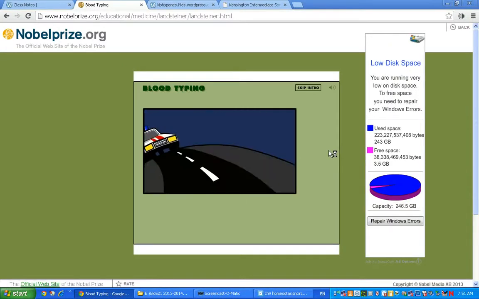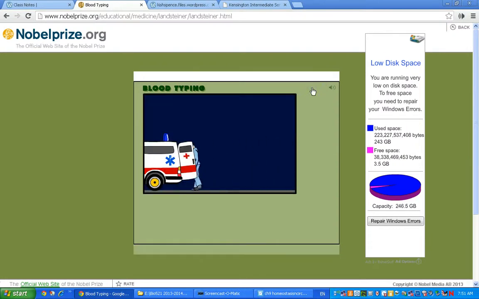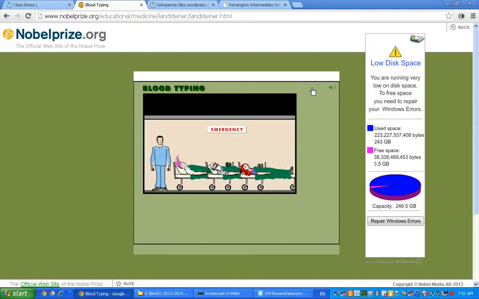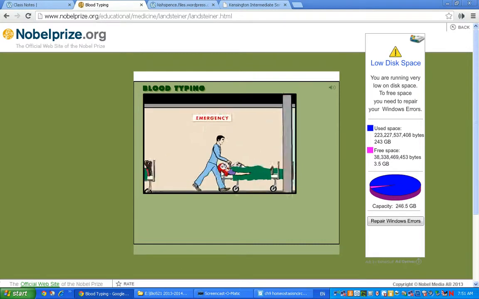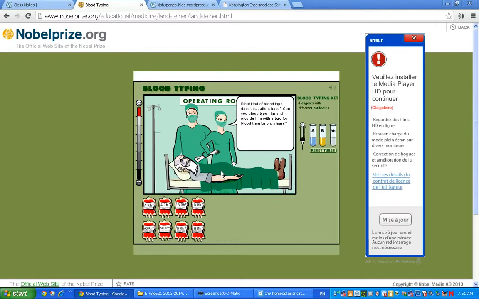And I'm only going to do one little quick thing, okay? We're going to skip the intro. You have 3 patients, basically. Okay, and if you hover in different spots, then it will give you hints and tips. Okay, which one are we going to check? Let's go for the man. Okay, what kind of blood type does this patient have? Can you blood type him and provide him with the proper types of blood? What blood type can you give him?